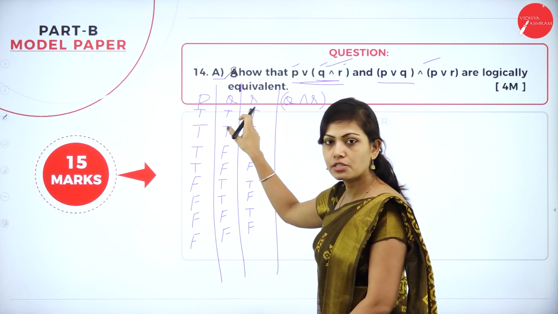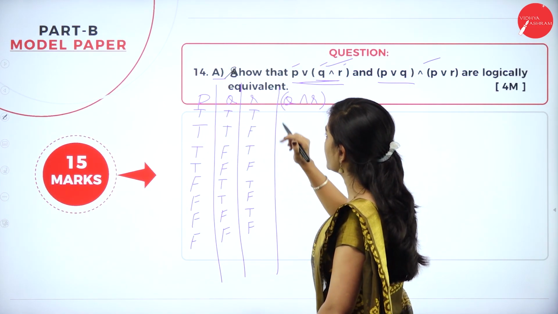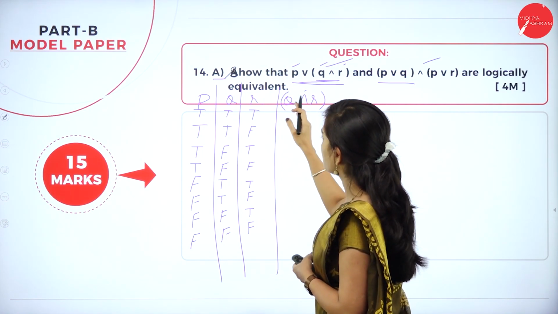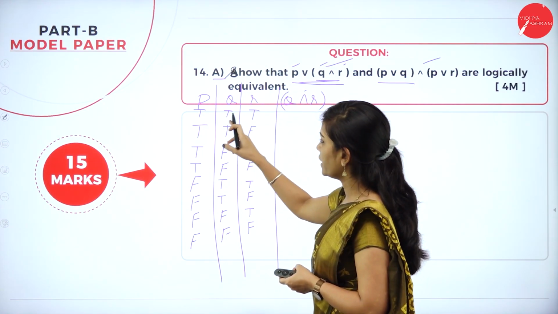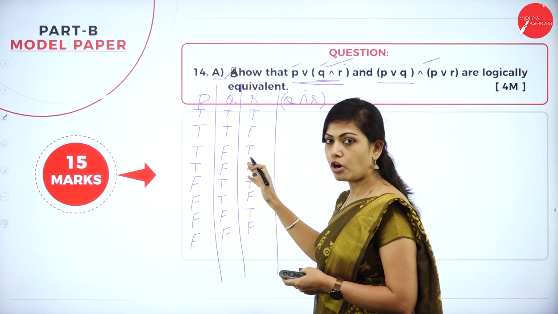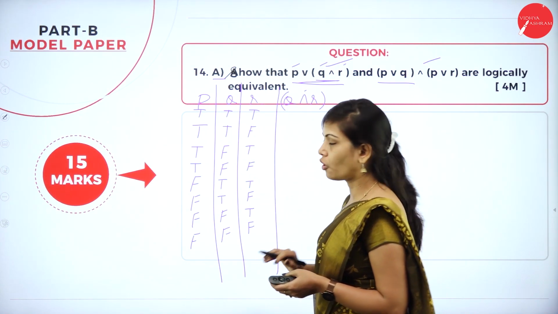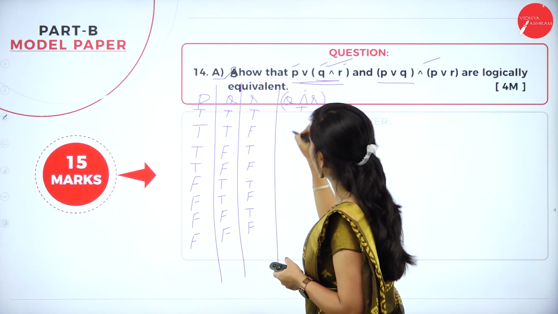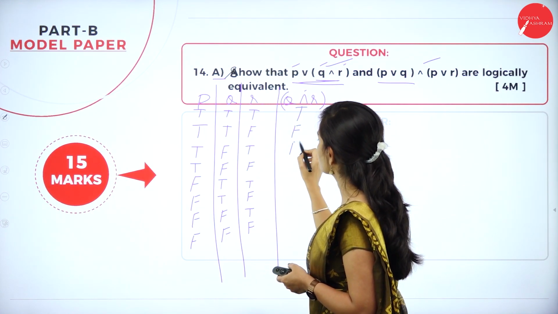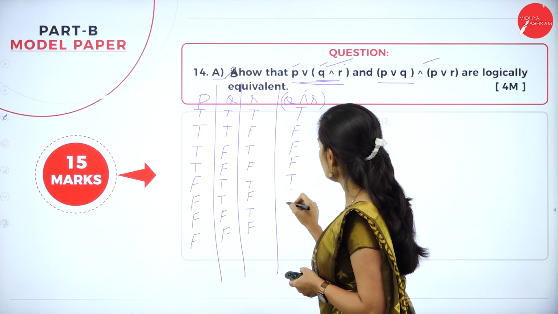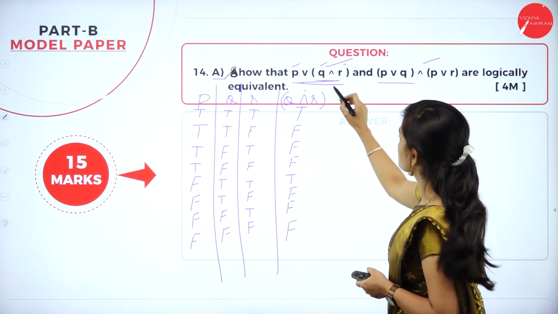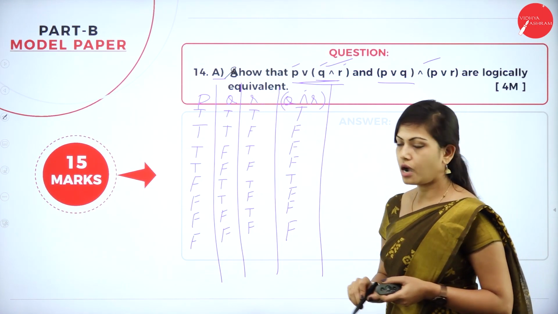You just use these two columns, the Q column and the R column. Here we have to use the AND operation, that is the multiplication operation. If any one of the conditions is false, then the final condition is also false in an AND operation. If both are true we get true, otherwise it is false, false, false and false. This is Q and R.